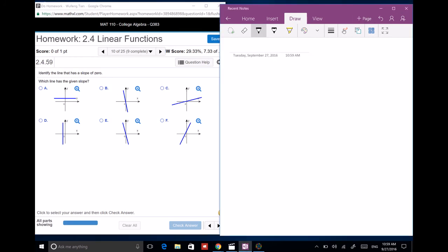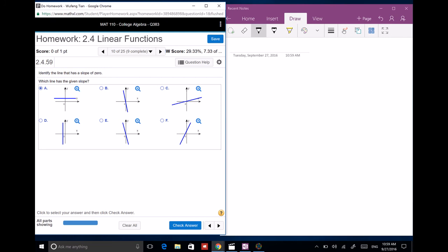Identify the line that has a slope of 0. A constant function has a slope of 0. A vertical line has no slope, so that's only 1.